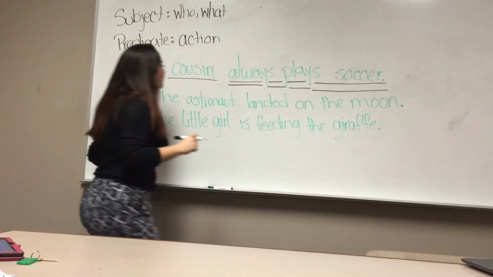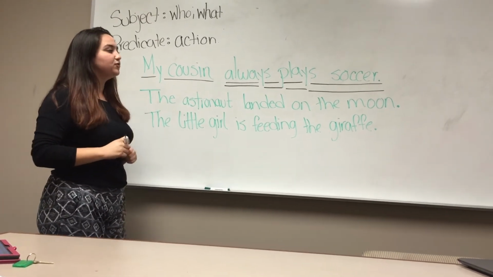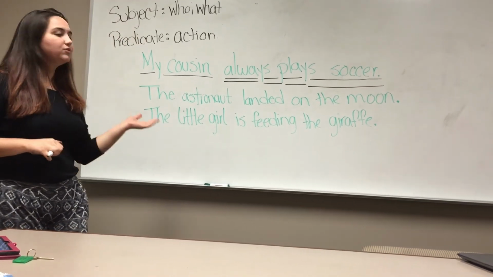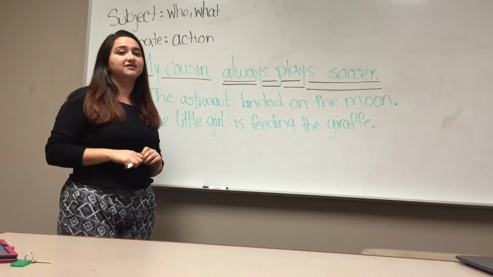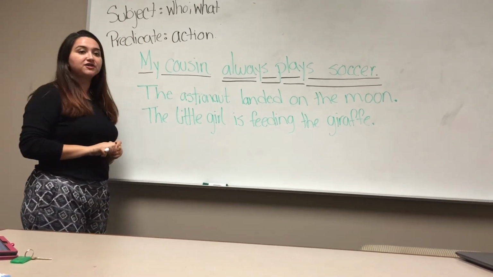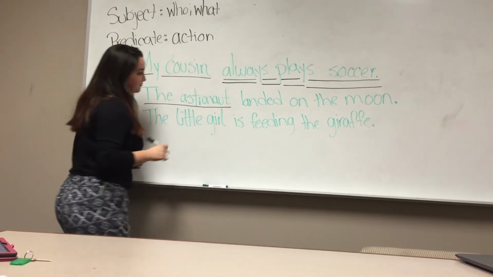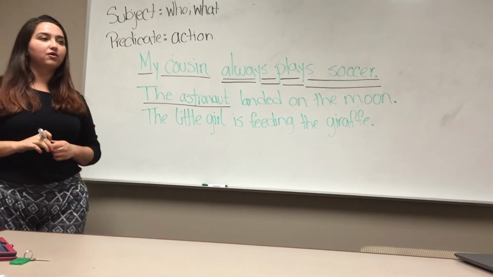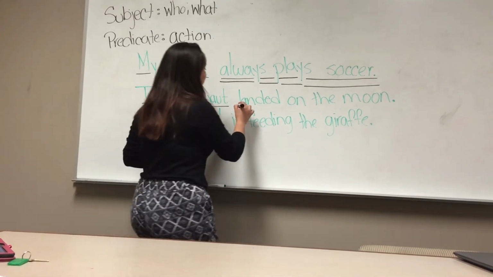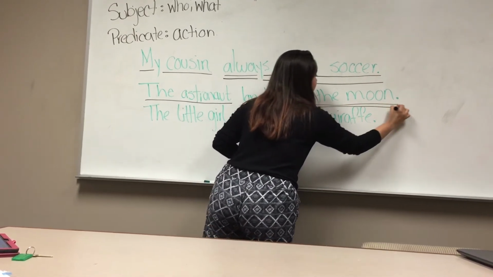Very good. Okay. Our next sentence. The astronaut landed on the moon. Let me see, Jacob. What's our subject here? Who is the sentence about? Who or what is the sentence about? The astronaut. Very good. And how many times do we underline it? Once. Awesome, guys. Now, what would be our predicate? Landed on the moon. Very good. And we underline it twice.